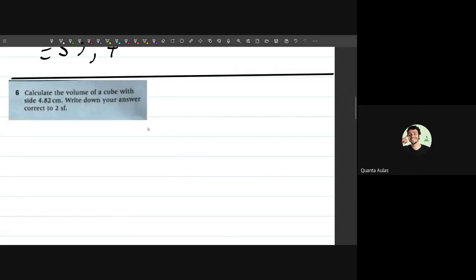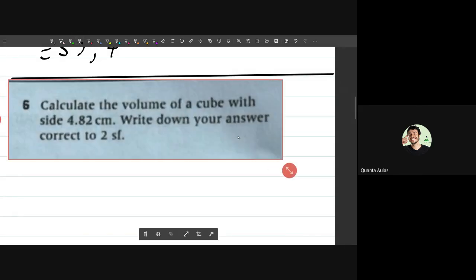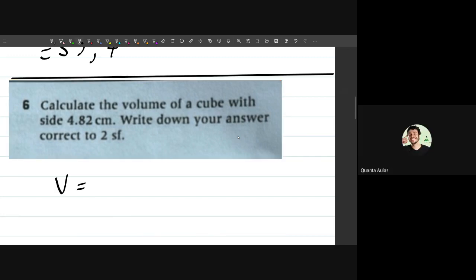Calculate the volume of a cube with side 4.82 centimeters. Write down your answer correct to two significant figures. Do you remember the equation of the volume of a cube? It's very easy too. Volume equals the side, the length of the side, to the power of 3.